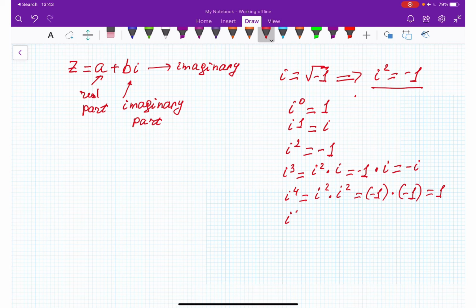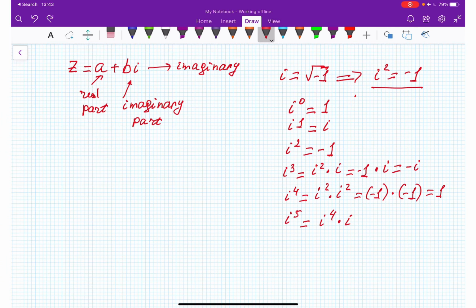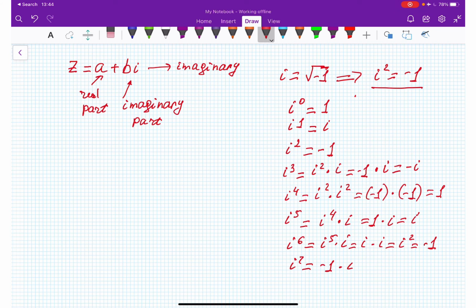i to the 5 is equal to i to the 4 times i, correct? Why did we use i to the 4? Because we know that i to the 4 is 1, right here. Yes? Therefore, we are going to have 1 times i. It's going to be i. And so on. I can use i to the 6. It's going to be i to the 5 times i. i to the 5 is equal to i, and then times another i. It's going to be i squared, and it's going to be negative 1. Okay, let's do i to the 7, and we can stop there. i to the 7 is equal to i to the 6, which is negative 1, times i, and we're going to get negative i.